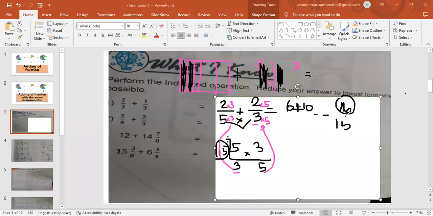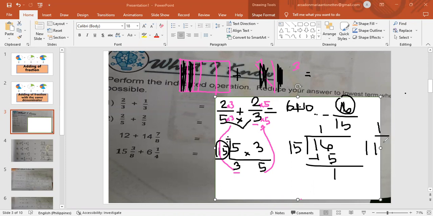So, this one is an improper fraction. So, what are we going to do? Just simply divide it first. 16 divided by 15 is 1. Okay, that one. And then, 16 minus 15 is only 1. So, the final answer is 1 and 1 over 15.